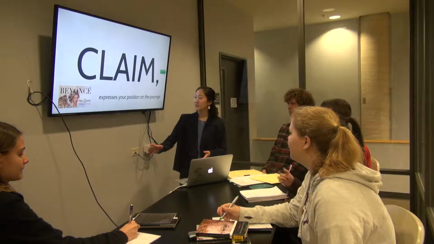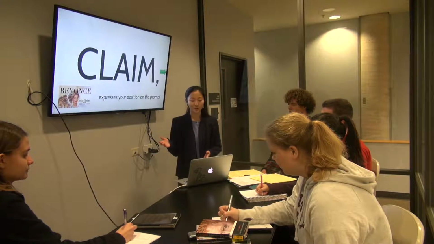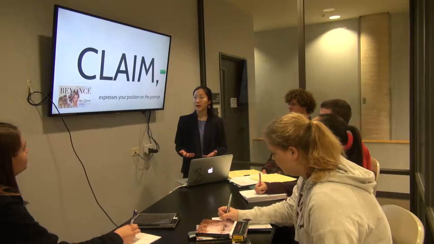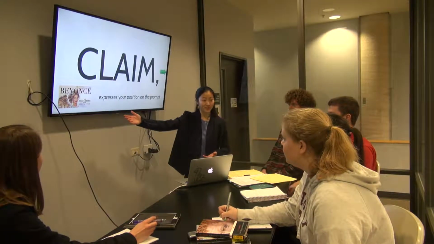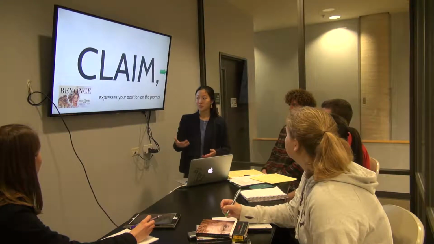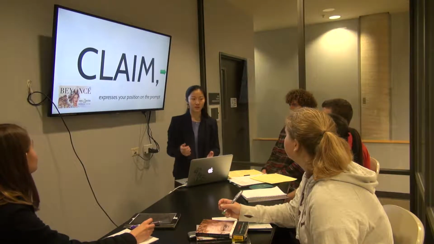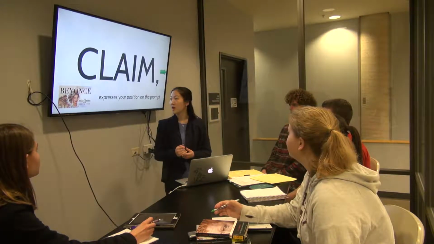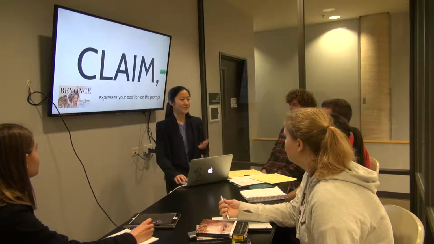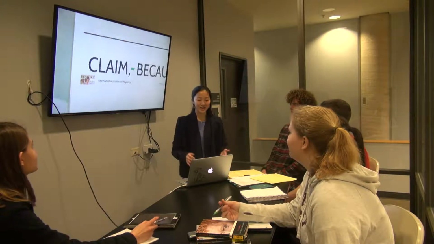So first you have your claim, which expresses your position on the prompt. So let's say I'm writing a persuasive essay to the government, asking them to create a national holiday for Beyonce. So my claim would be the government should create a national holiday to honor Beyonce, right? So it's very clearly saying what the essay is about and what I want, right? And then what comes next? Because, right, because we have claim, because, reason.